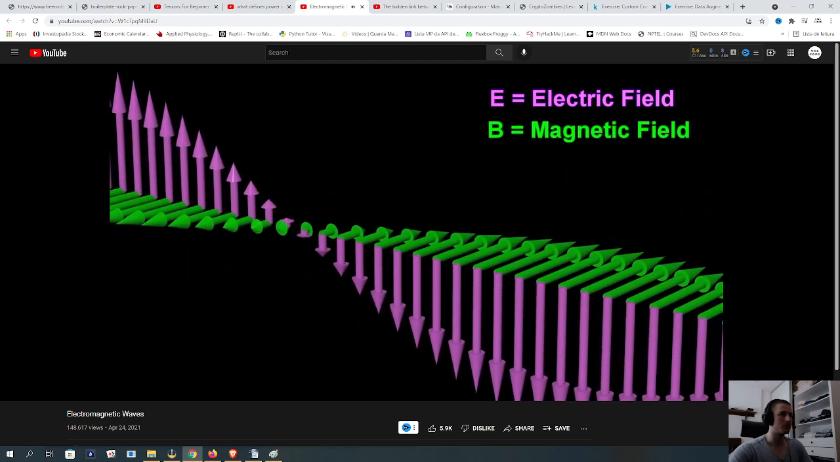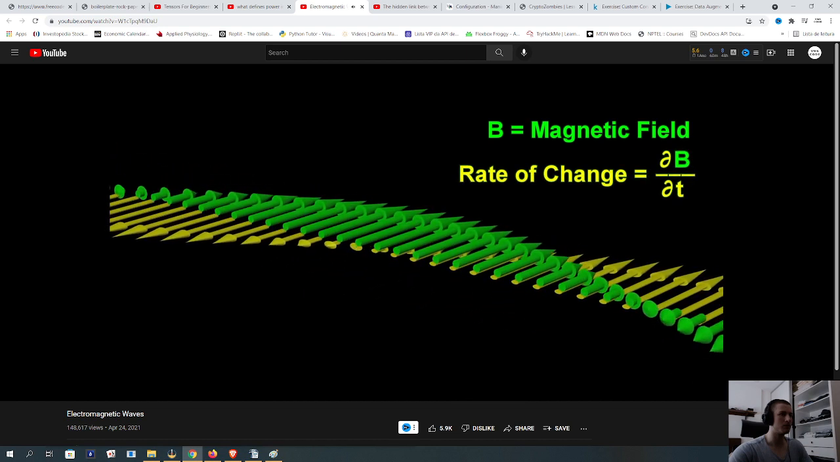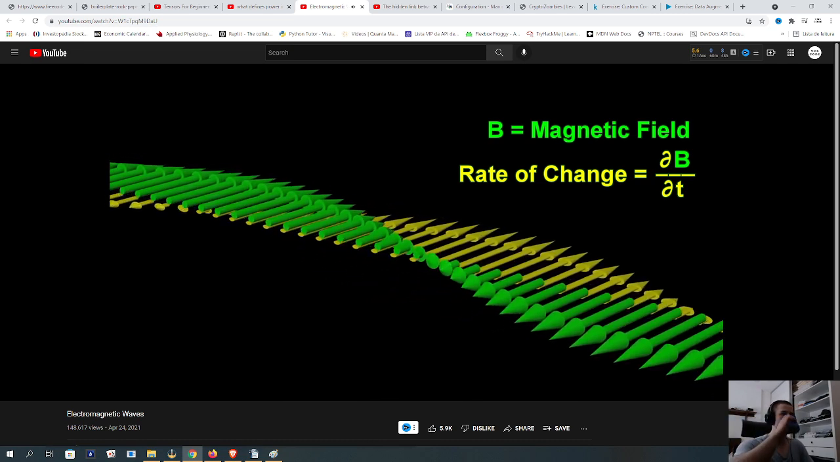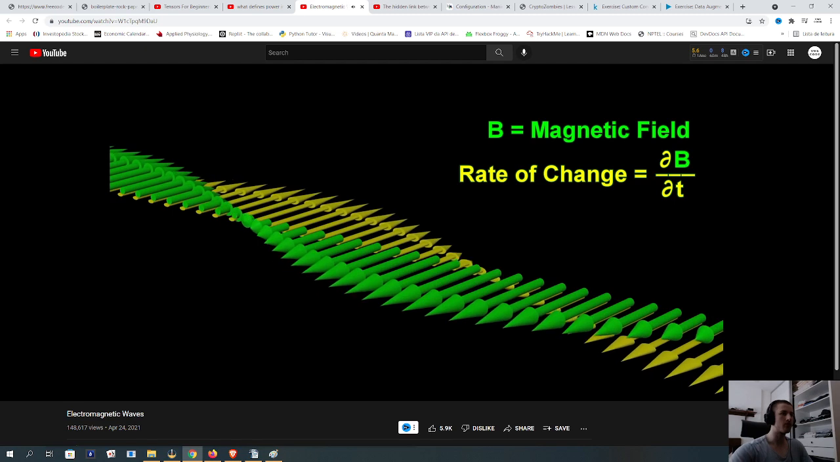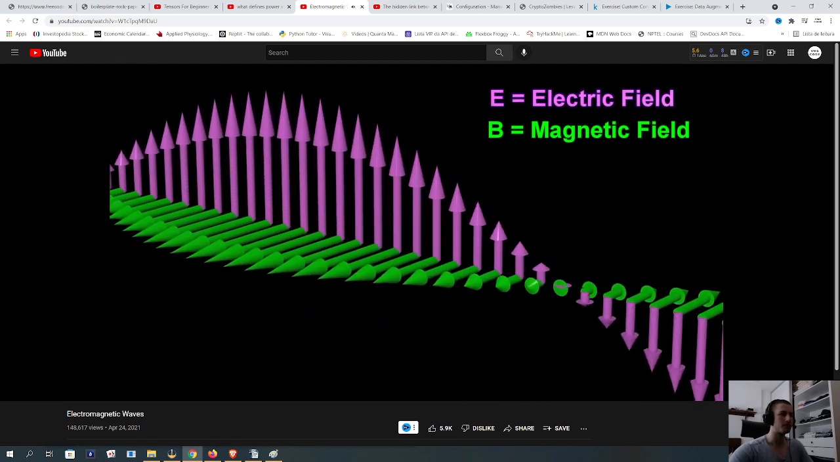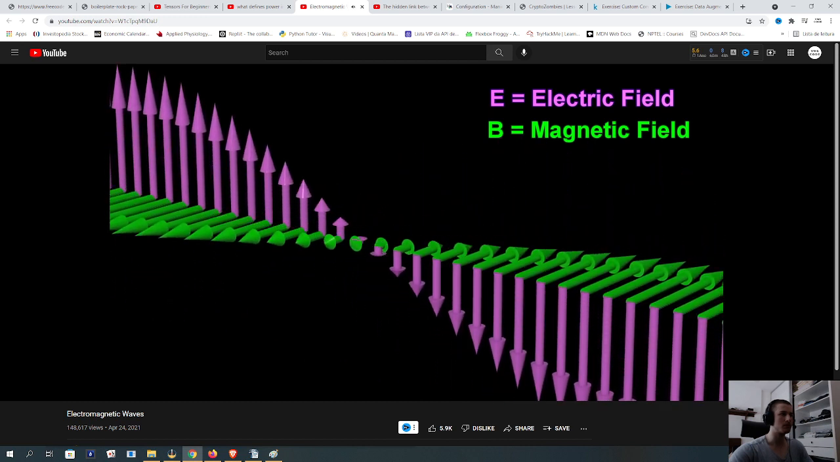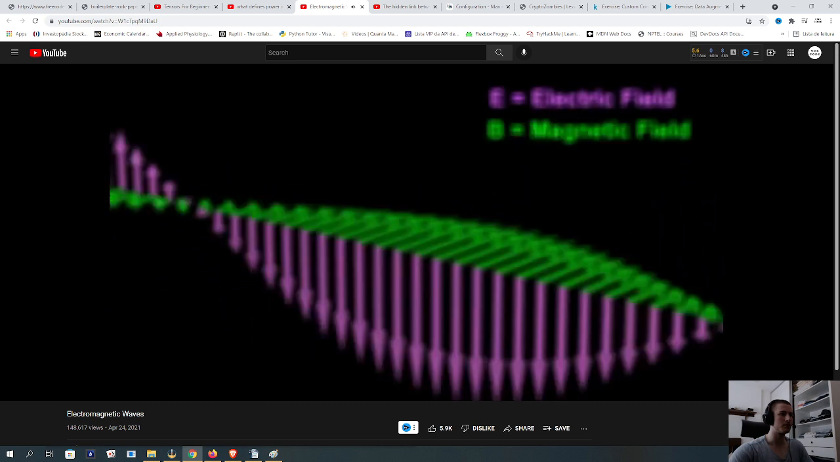Similarly, Maxwell's equations state that it's the rate of change of the magnetic field that induces the electric field. And the rate of change of the magnetic field is at a maximum when the magnetic field is zero. So, why are the electric and magnetic fields not out of phase? The key to the answer is that Maxwell's equations relate the rate of change of each field to the curl of the other field.